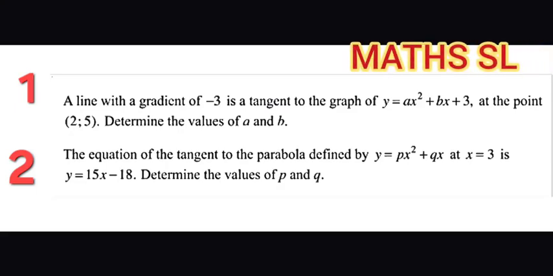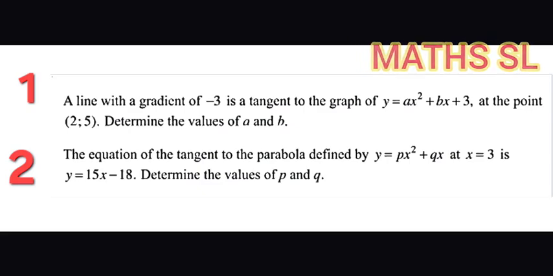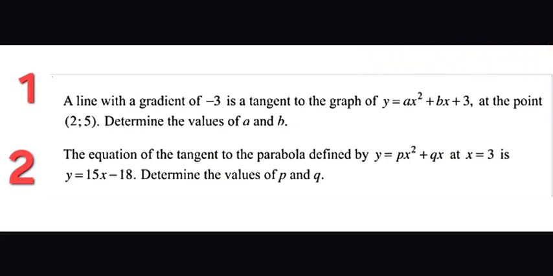I'm Thaqib Latif. I choose these two exam type questions. The first question: a line with a gradient of -3 is a tangent to the graph of y equals ax squared plus bx plus 3 at the point (2, 5). Determine the values of a and b.